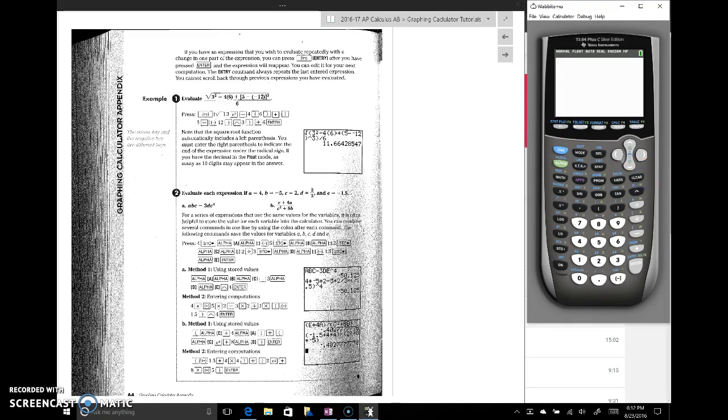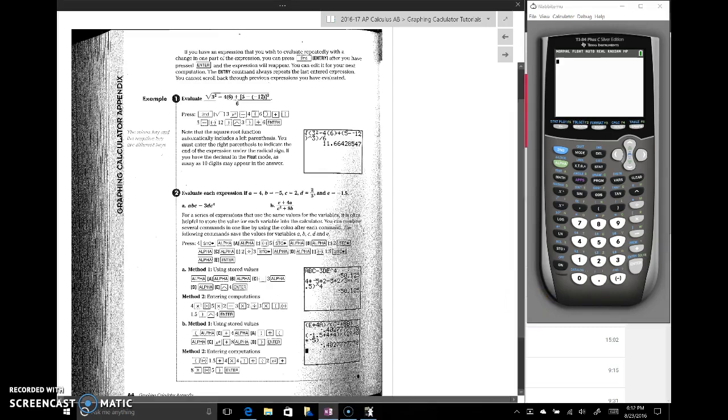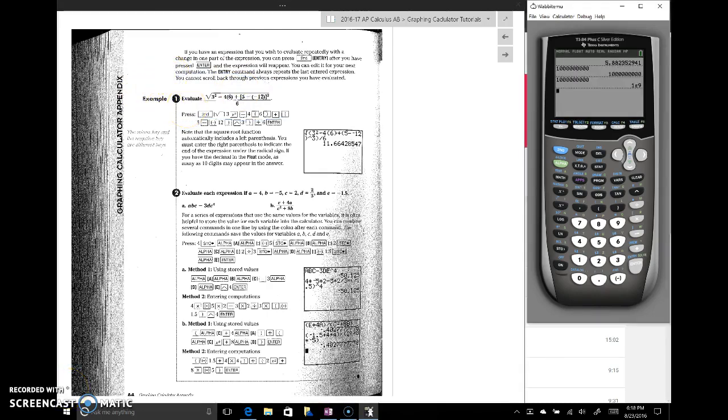It might seem simplistic, but one of the places that I see students make mistakes the most often is just entering complex equations or expressions incorrectly into the calculator. So in this case, if we're looking at example 1, we can see we've got something that's rather complex. So let's go through this really quickly and see how we would do it.